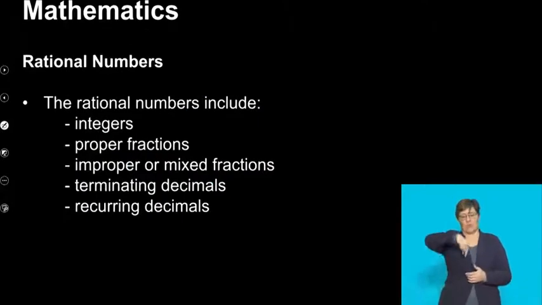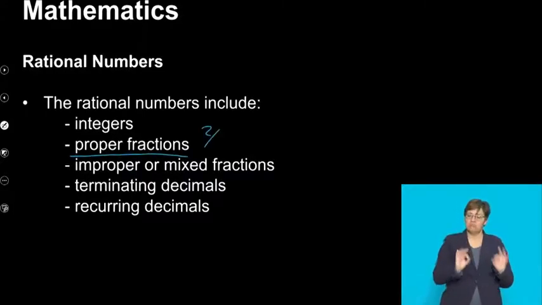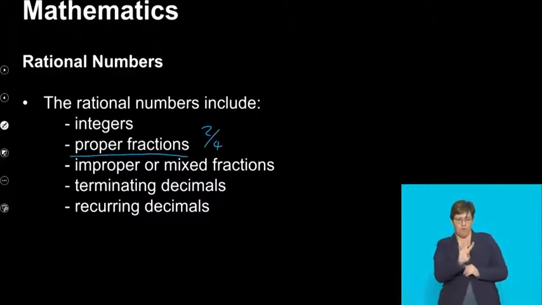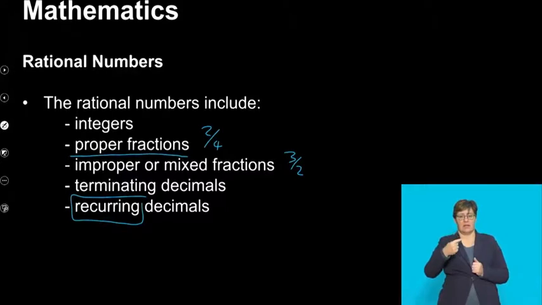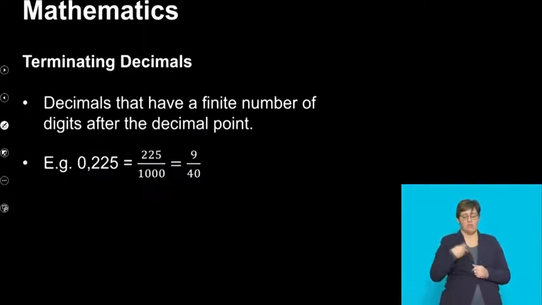Now, the rational numbers are said to include the integers. These include proper fractions, so 2 over 4. They also include improper or mixed fractions, so this will be 3 over 2. And they include what we call terminating decimals. I will explain what that is, and then they also include the recurring decimals, which I will explain just now.